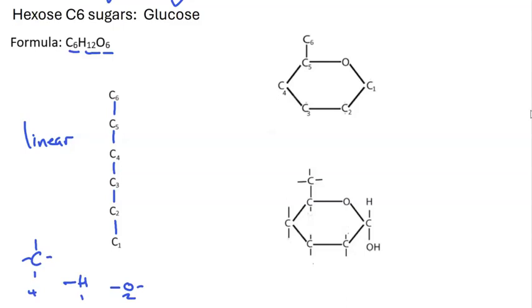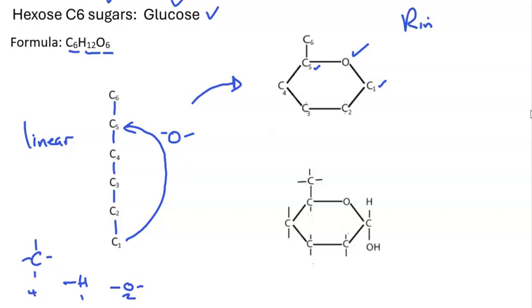In order to draw the structural formula of glucose, we are going to connect carbon 1 to carbon 5 via an oxygen. We can see that structure here. So here's carbon 1, and here's carbon 5, and there's the oxygen used in order to join them both together. And so now we have a ring structure to glucose.